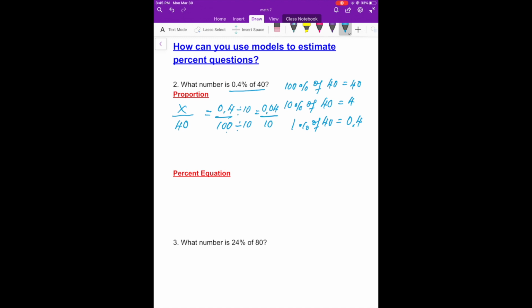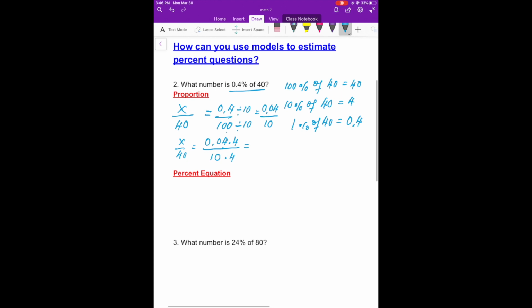Now you can see the denominators. So x over 40 is equal to 400 because I divided 4/10 by 10, then 100 divided by 10 is 10. Now it's easy to make the denominator 40 by multiplying by 4 and the numerator also multiplied by 4.